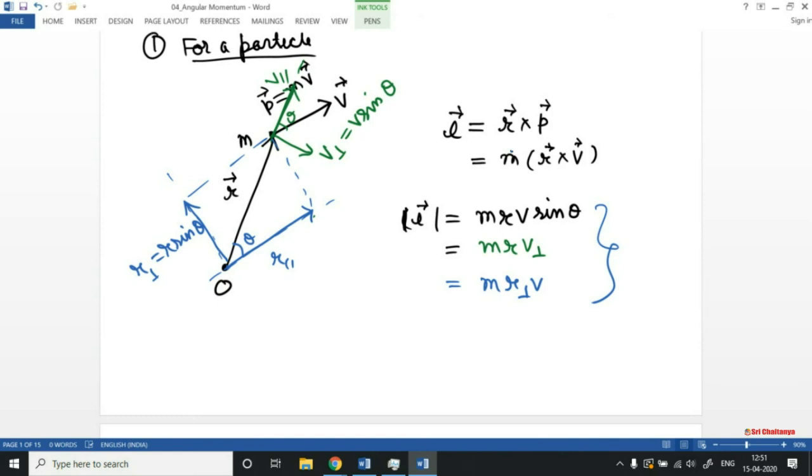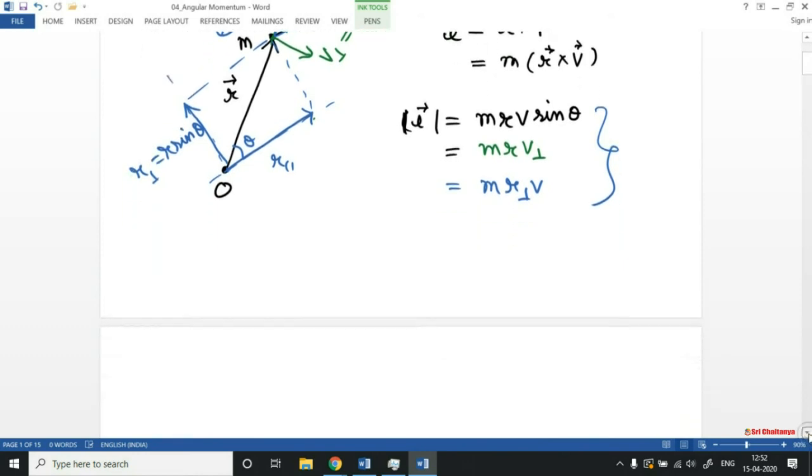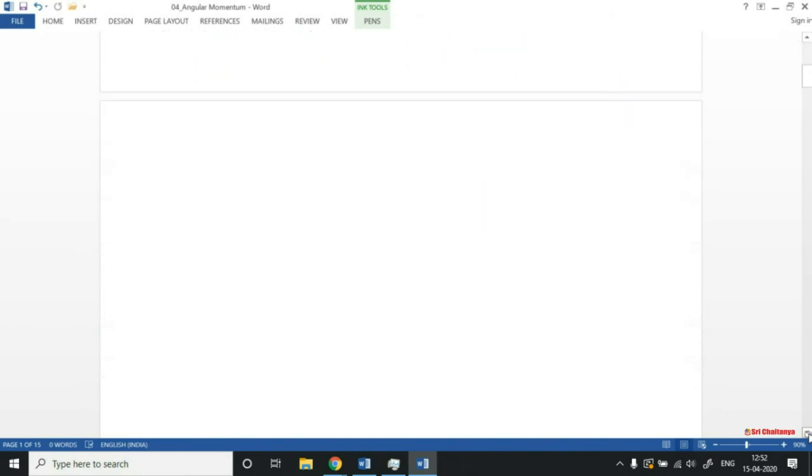Like in this case, this is the direction of r and this is the direction of p. So the angular momentum here seems to be in the inward direction. So that is the direction of L. So that is the definition of angular momentum for a particle. So let's take a few simple cases where we would be finding the angular momentum of a particle.